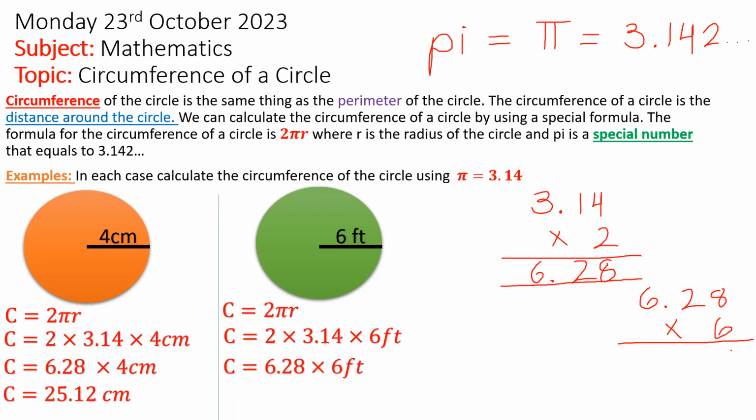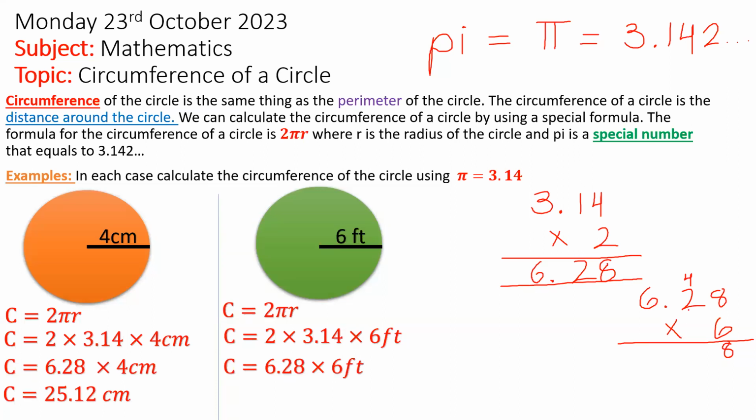6 times 8. 48. It's not 54. 6 times 9 is 54. It's 48. Good. Look how y'all don't know your timetable. Some of you. So 6 times 8 is 48.